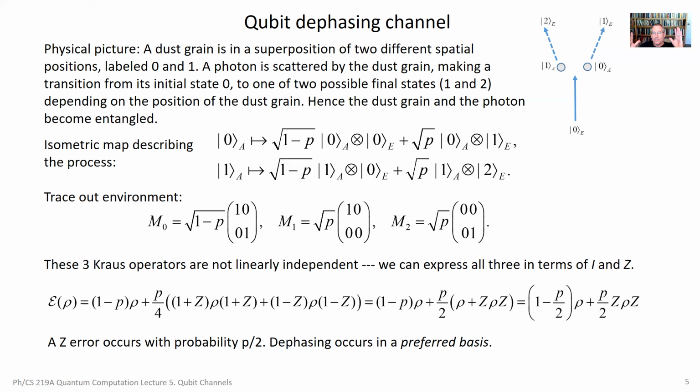So you see, there's an interesting difference here for this channel, which I'm calling the dephasing channel, which is there's a special basis that it picks out, namely the 0, 1 basis. That wasn't true for the depolarizing channel. It didn't really have any preferred basis, and correspondingly, we could see that it deflated the Bloch sphere isotropically. But here, there's a preference for the Pauli operator Z, or for its eigenbasis, consisting of the states 0 and 1 for the dust grain.